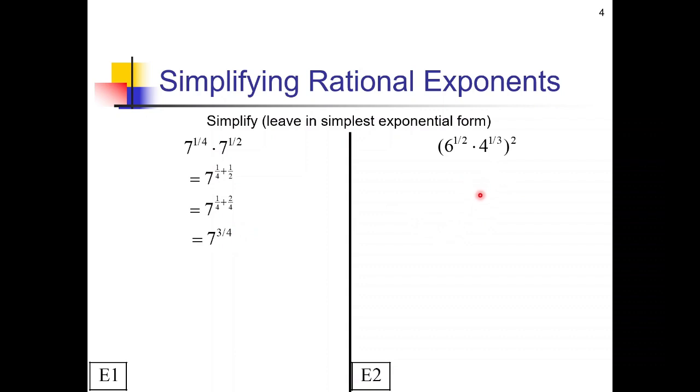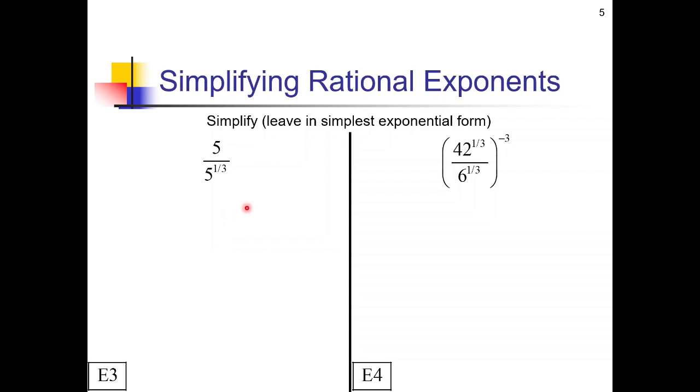Now with this second example, we have the power of a product. That means that we can raise each of these terms individually to the second power. So we have 6 to the 1/2 to the second power, and we have 4 to the 1/3 to the second power. And remember that when we're doing that, we're multiplying the exponents together. So in this case, this is 6 to the 1/2 times 2, which is just 6 to the 1, or just simply 6. And here this is just going to be 4 to the 2/3. So we have 6 times 4 to the 2/3, and we can't really simplify that anymore.